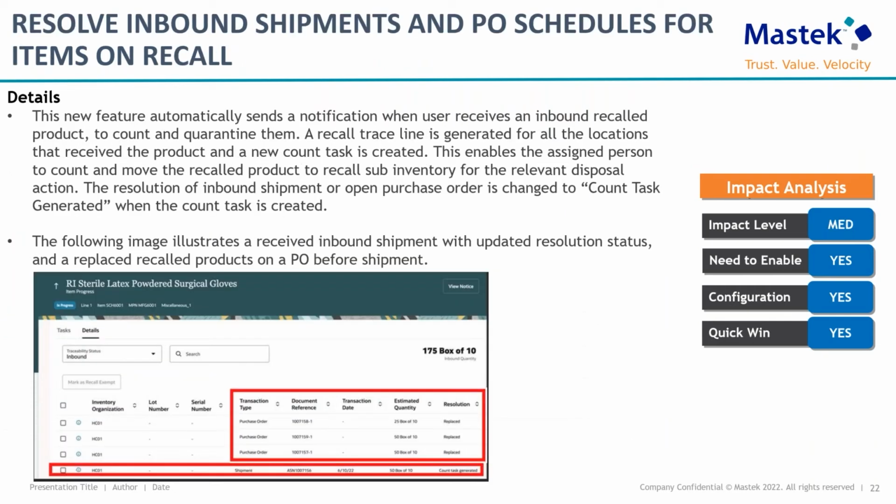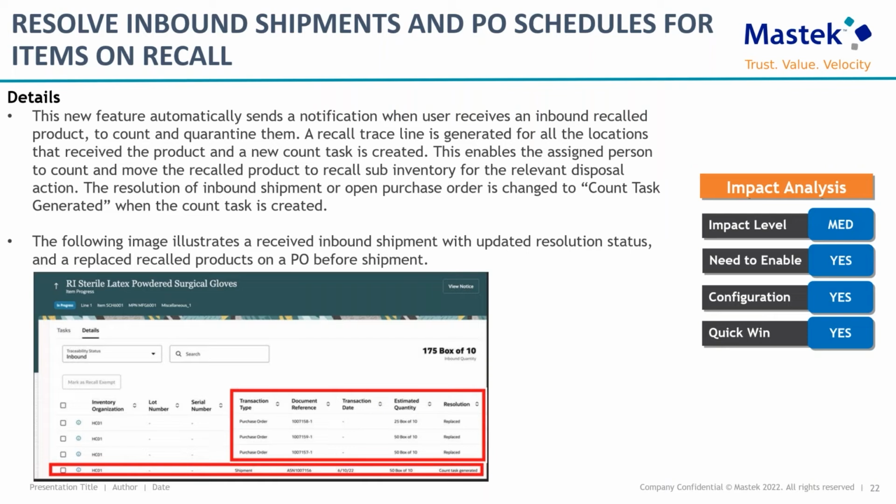Next, resolve inbound shipments and PO schedules for items on recall. Now, receive notifications to guide you to count and quarantine the inbound recall parts. When you publish a recall notice for recall products, the recall product may be in stock, issued to a sub-inventory where the item isn't tracked, expensed, or inbound. When you locate and trace the recall product, tasks are assigned and notifications are sent based on the business rules. Previously, for recall products that were part of an inbound shipment or a purchase order, notifications weren't sent when the products were received. With this feature, when you receive an inbound recall product, a notification is automatically sent so you can count and quarantine the recall product.